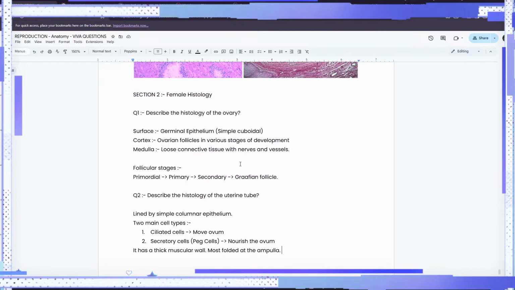So we started off with female histology, describing the histology of the uterine tube, and so on. I want to show you the fallopian tube. It is pretty interesting. It has peg cells, ciliated cells, and of course the muscular layer. So you have the mucosa, the muscularis, and then the serosa. Pretty cool stuff. I've made an awesome notebook-style illustration of it, which we will add. But right now, let's finish up with all of this.